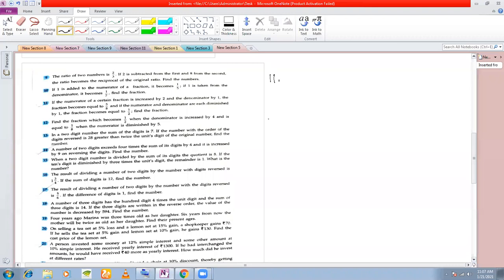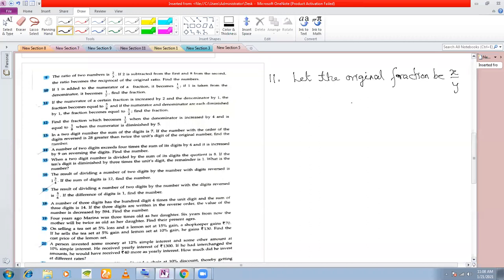The question is: if the numerator of a certain fraction is increased by 2 and the denominator by 1, the fraction becomes equal to 5 by 8. And if the numerator and denominator are each diminished, meaning reduced, by 1, the fraction becomes equal to half. Find the fraction. So I say let the original fraction be x by y.